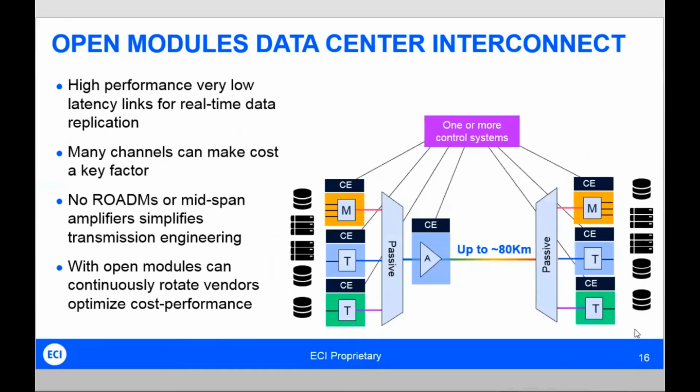But coming back to the DCI example that I mentioned before, this can be a good example of how it's put together. You would turn to one vendor to provide the open line system, which in this particular case could be a passive, or maybe I should also show that as a ROADM, providing the MUX-DMUX functions, as well as an amplifier, at least on the originate side. You don't need anything mid-span if you're only going up to 80 kilometers.